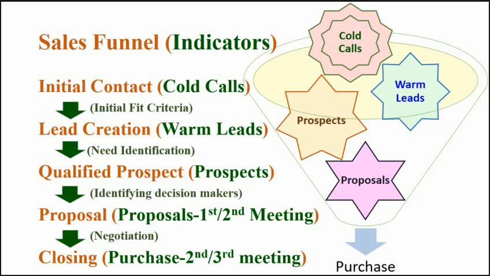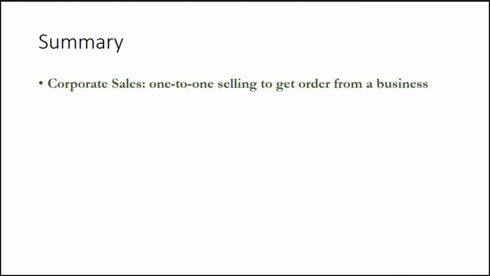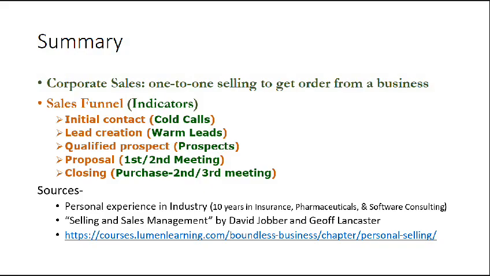Let us review what we have learned in this video. In summary, corporate sales is one-to-one interaction between a client and a buyer, in which the buyer is also a corporate entity and the seller actively tries to get the order. Five steps of the sales funnel are making initial contact, lead creation, finding qualified prospects, submitting proposal, and closing the sales deal. Understanding the sales funnel is helpful for management students as well as professionals.